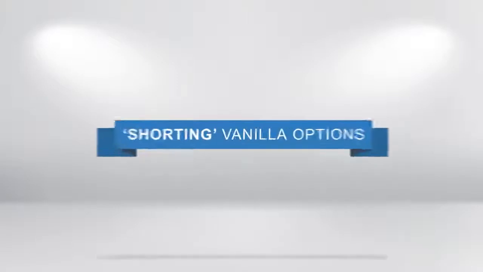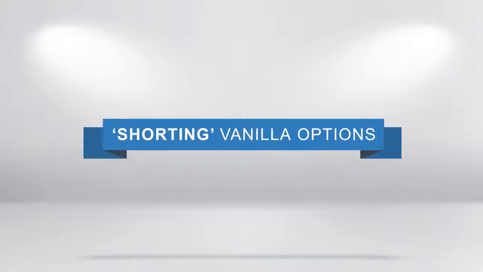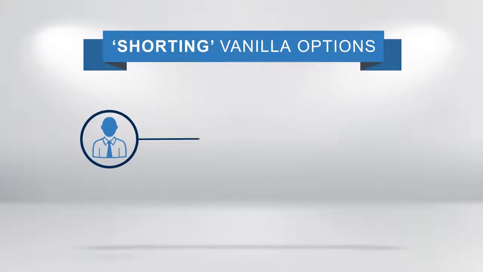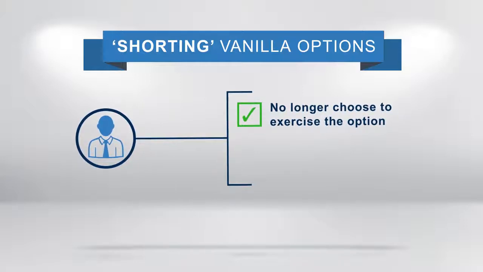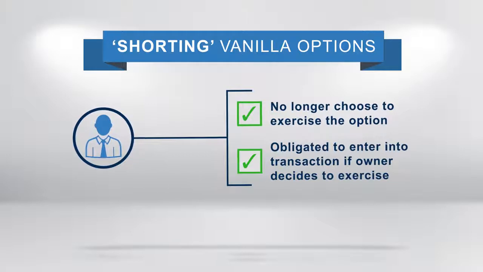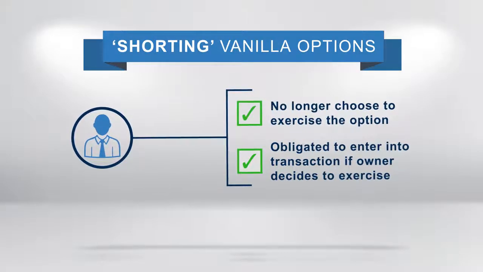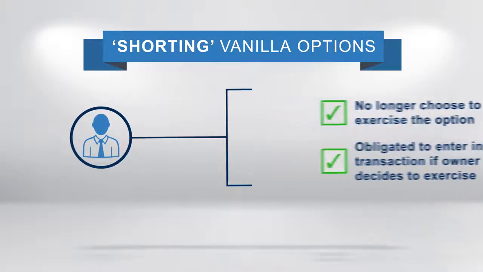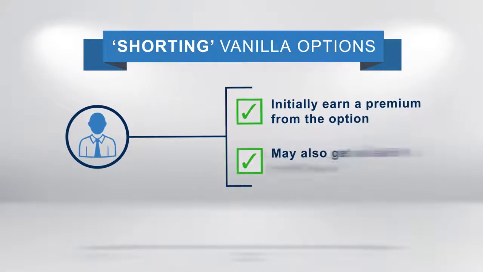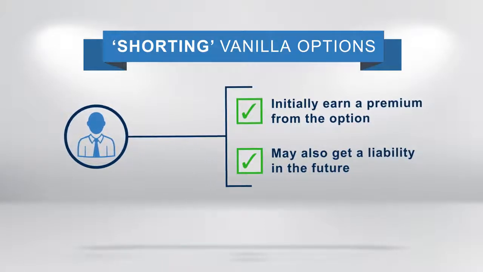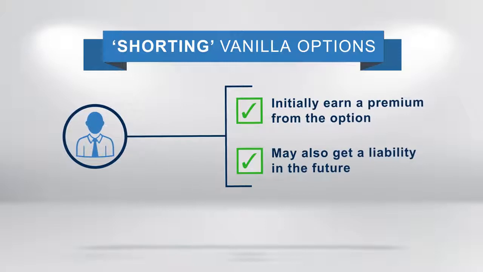When you sell an option, you no longer have all the benefits. For example, you can no longer choose whether to exercise the option or not. Instead, you have to await the decision from the owner of the option. Should the owner decide to exercise the option, you are then obligated to enter into the transaction. As seller of the option, you will initially earn a premium from the option, but you may also get a liability in the future, should the owner choose to exercise.